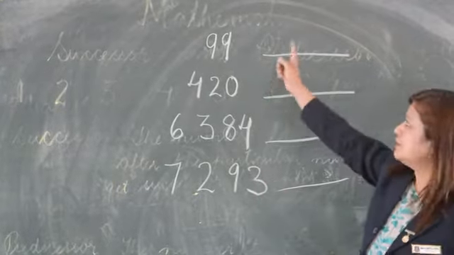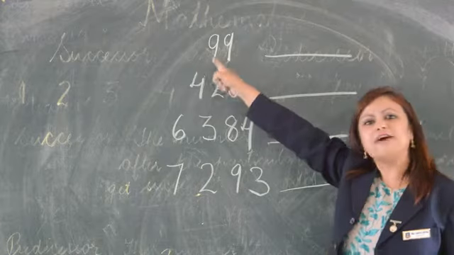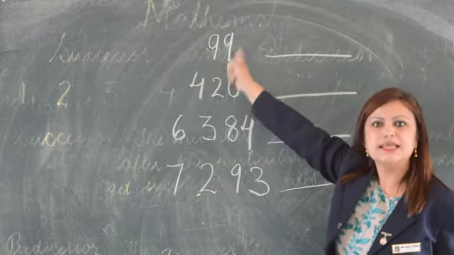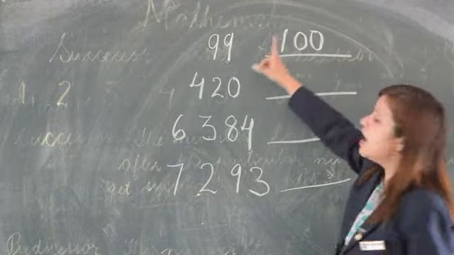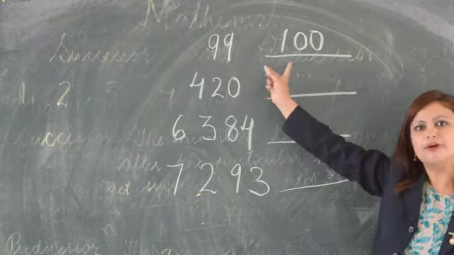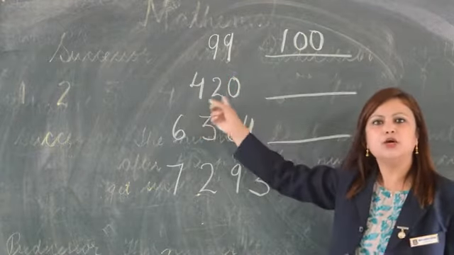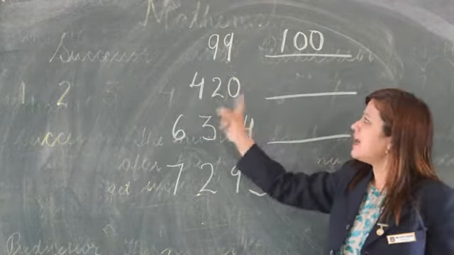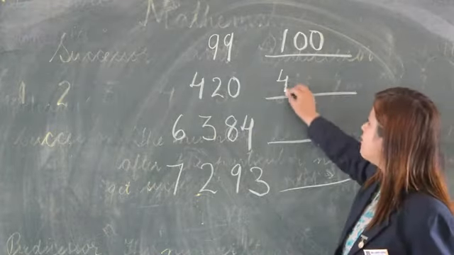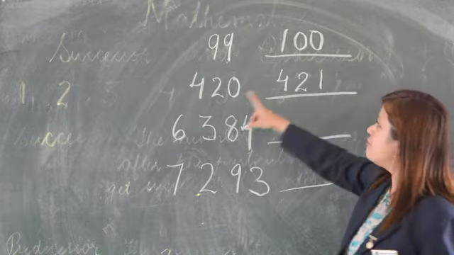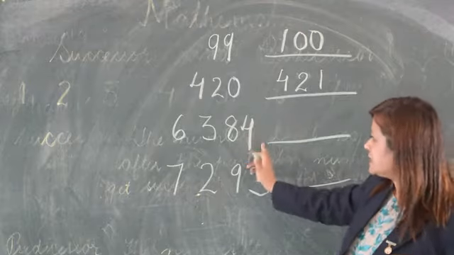Understood? So see, what number is here? 99, isn't it? So what comes immediately after 99? 100, isn't it? So you are correct. 100. This is the successor. 100 is the successor of number 99. Alright? Now the next number is 420. Now what comes after 420? Yes, you are correct. 421. 421 is the successor of 420.